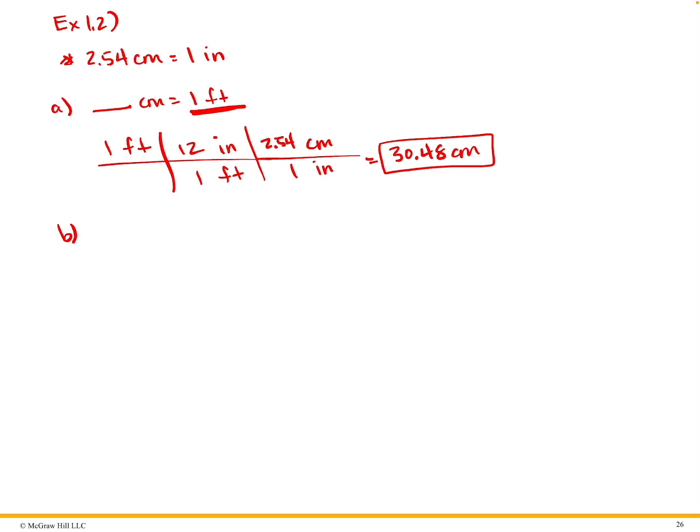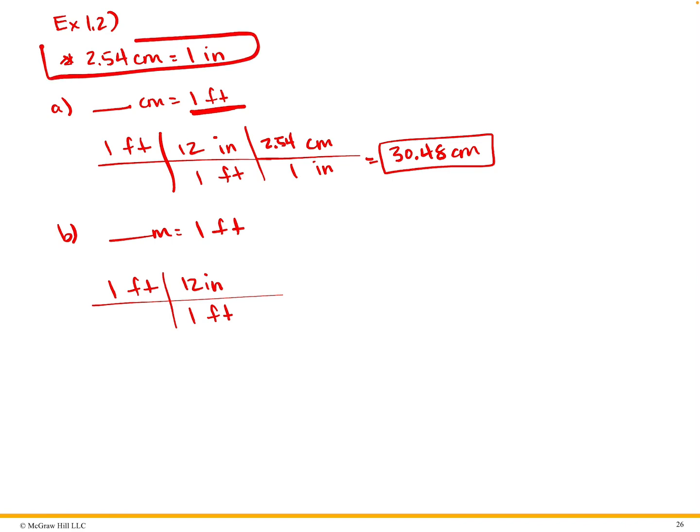Part B says, how many meters does 1 foot represent? Okay, so this is wanting us to figure out meters. So if I were you, I'd start all over again. So we have 1 foot, and we're basically doing the exact same thing as part A, because this is our only conversion factor again, and we don't have a foot to meter conversion. So then we go from inches to centimeters because that's all we got.